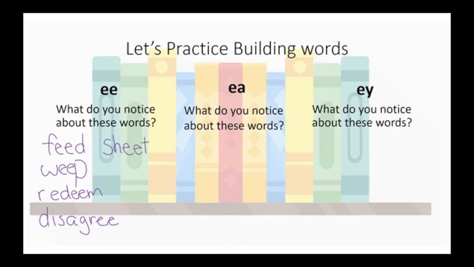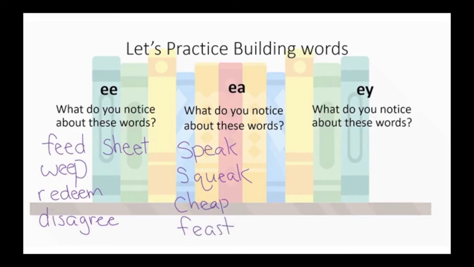Words that work for EA would be words like speak, squeak, cheap, feast, creak. In this case, it would be like the stairs creak when I walk on them. To have a creek like the water, it actually is EE.